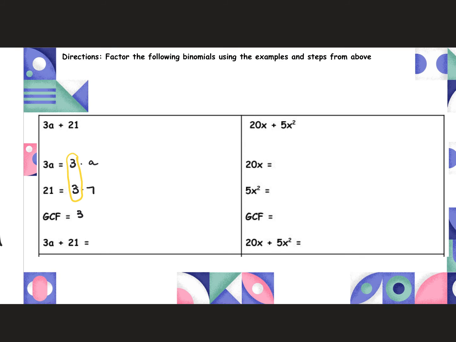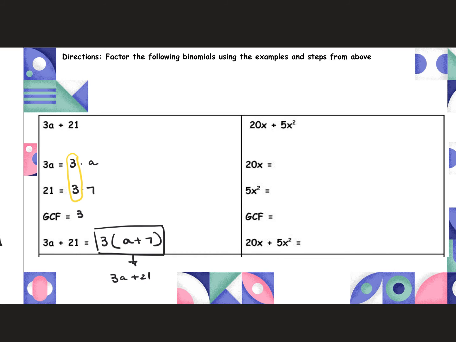Divide each term by 3. So we have 3a divided by 3, which gives me a. But I'm going to put my GCF on the outside. And then 21 divided by 3, which is 7. And again, we can check ourselves by doing the distributive property. So we have 3a plus 21.